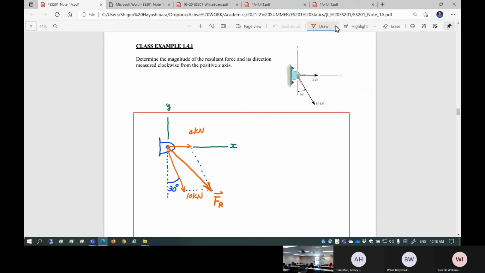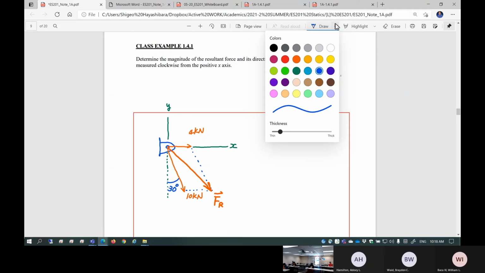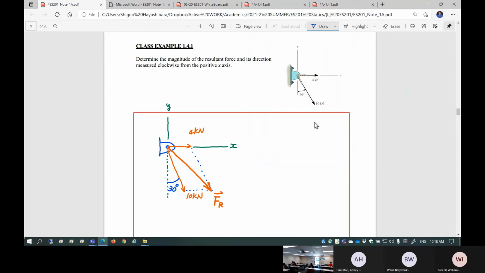So there are certain things we know, certain things we don't know. Okay. So I want the magnitude, and also I want the direction. Direction is measured clockwise from the positive x-axis. That means this is, let's call this theta. This is what I want to know. What is the theta? This is the direction. What is the magnitude of Fr? Those are the two things I want to know.